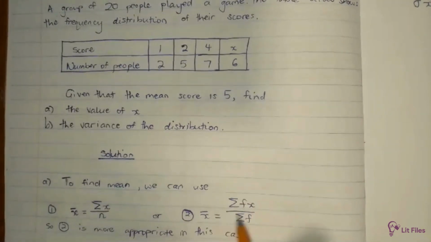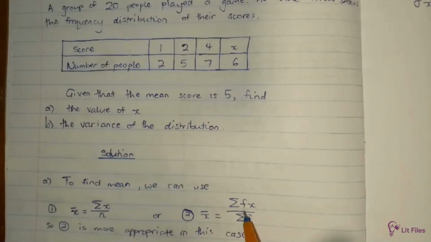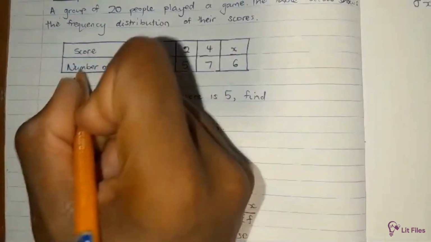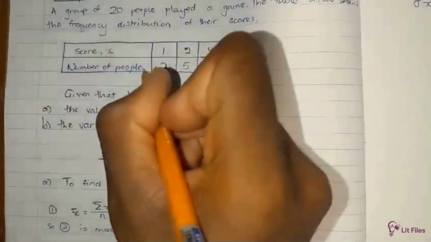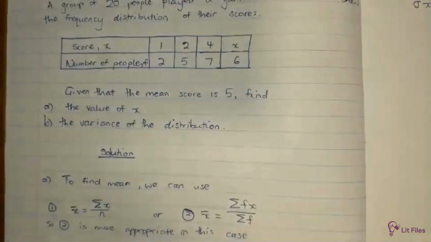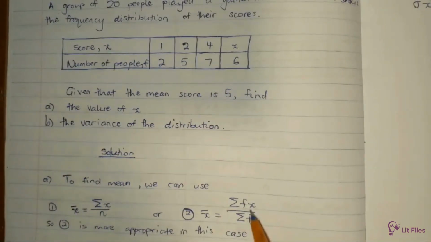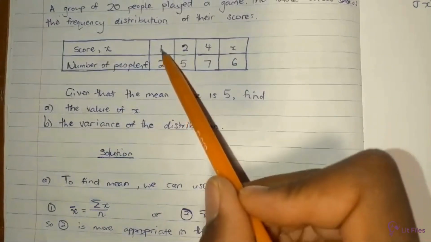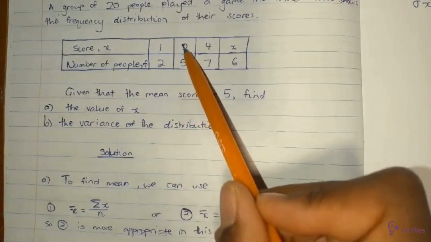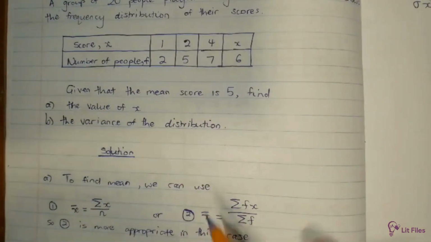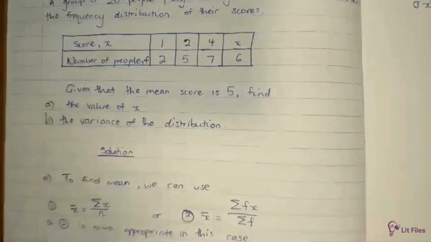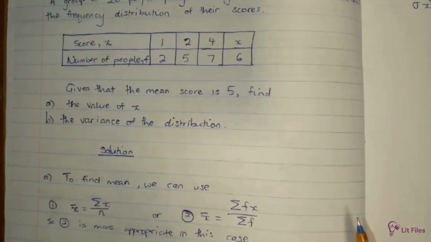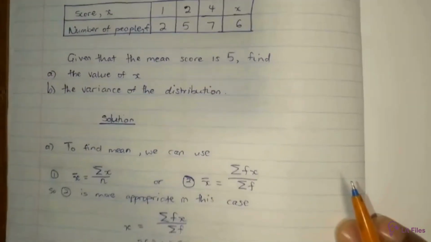But if you choose to go this way, you just multiply the frequency times the x. Remember, the score is x, and the number of people represents the frequency. So you'll be saying frequency 2 times 1, then you add 5 times 2, and so forth. The sum of the frequency means the total number. That's the formula we are actually going to use in this case because it is more appropriate.